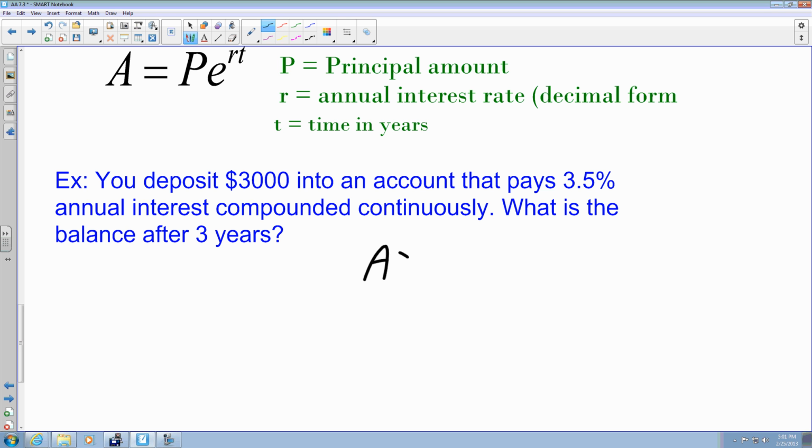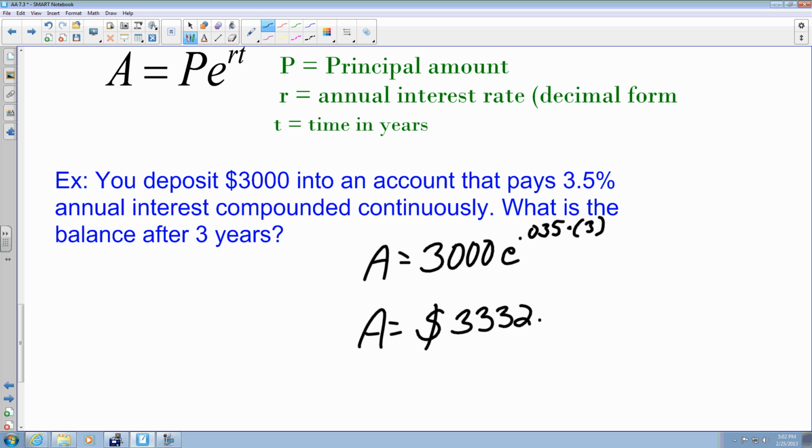So if I have A, my P would be 3,000. So then I got e, and then I have r, which is my annual interest rate, but we have to write it as a decimal. So it's 0.035 multiplied by 3 because t is 3. So again, we want to evaluate this because we want e to be a number. And if I were to punch this into my calculator, I would get roughly 3,332.13, so $3,332.13.